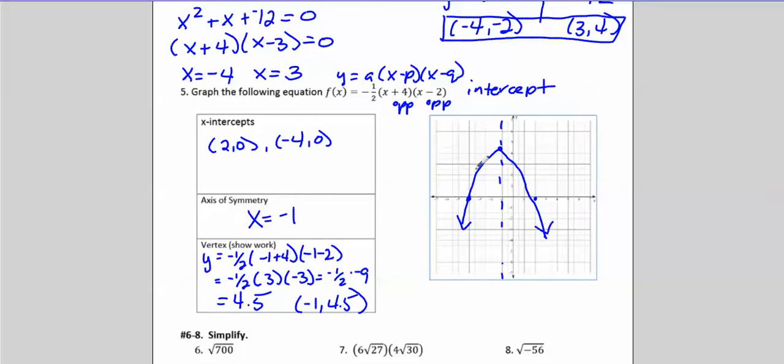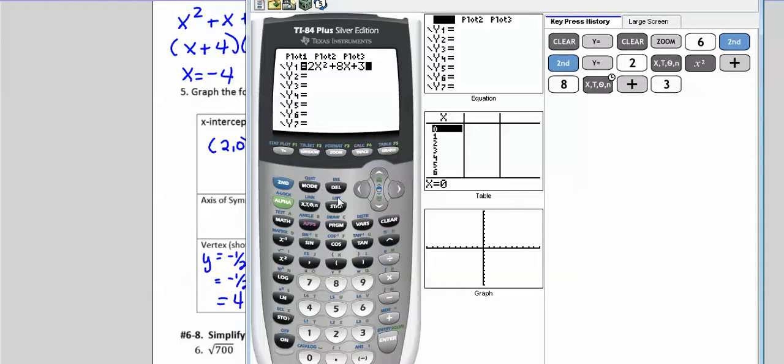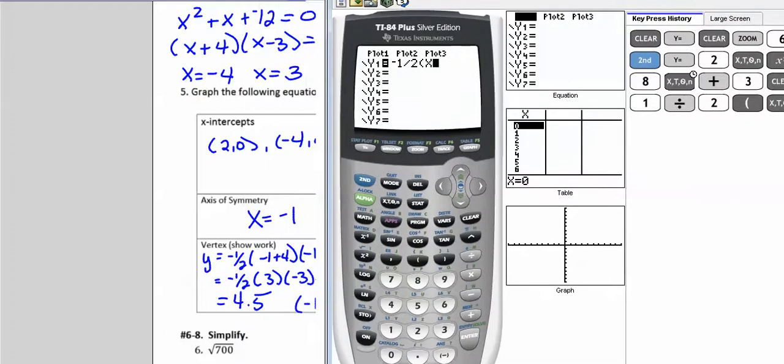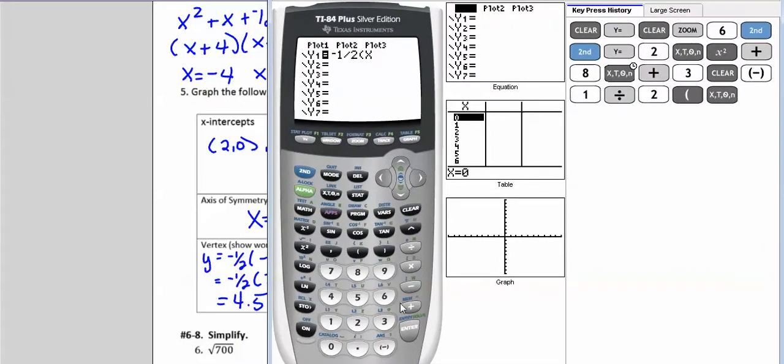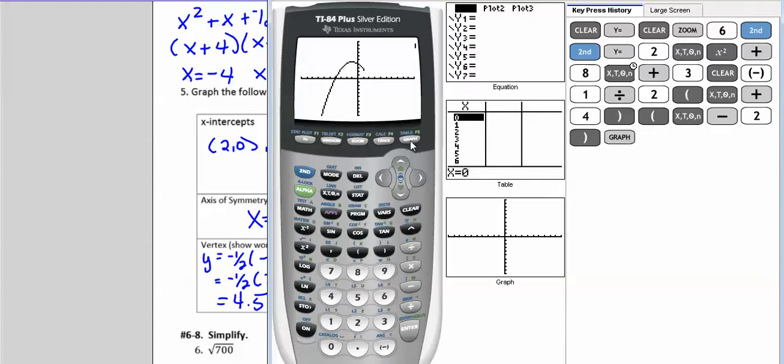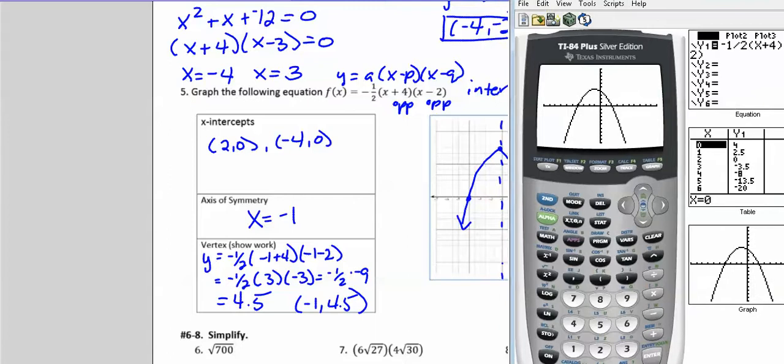Okay, so we can actually check and make sure we graphed it correctly by graphing on the calculator. So negative 1/2 x plus 4 times x minus 2. Let's clear what I have in here and let's put in negative 1/2 x plus 4 and x minus 2. All right, so graphing it, I think it looks the same. Let's just take a quick look.